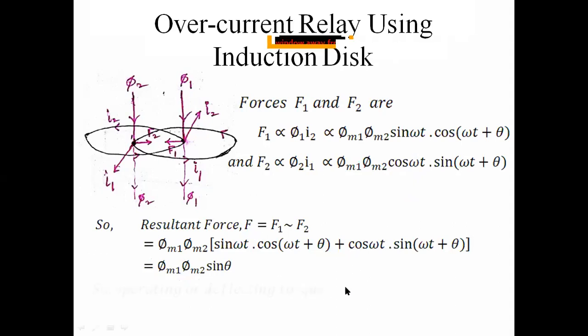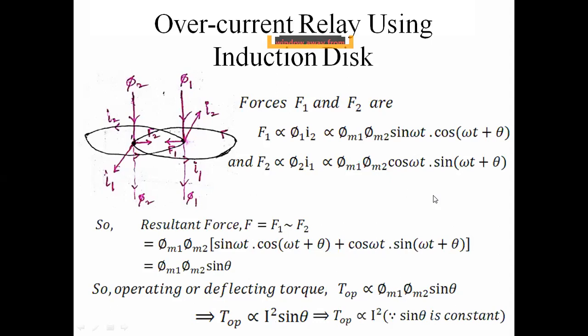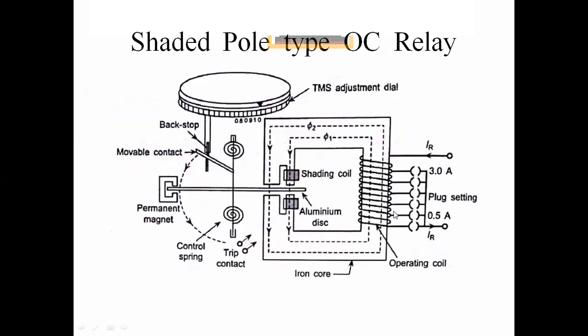So this is the deflecting torque, the operating torque T. It is proportional to phi m1 phi m2 sin theta. Phi m1 and phi m2 mainly depend on the current passing through the operating coil, so both fluxes are proportional to I, the current through the coil. So T is proportional to I square sin theta. So the operating torque is proportional to the square of the current through the operating coil. This is the derivation of the torque equation for the induction disc type relay.